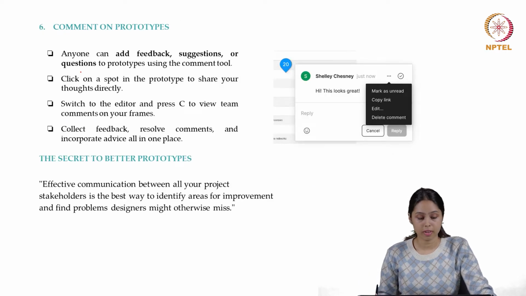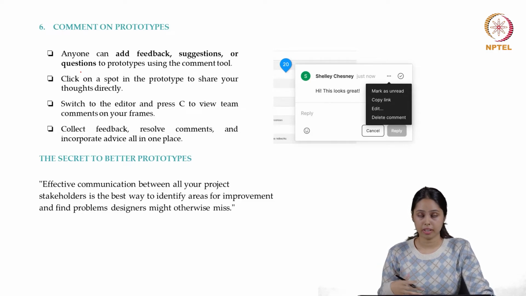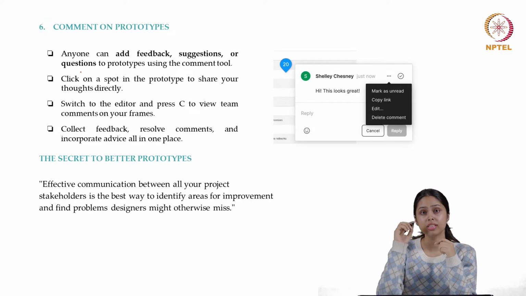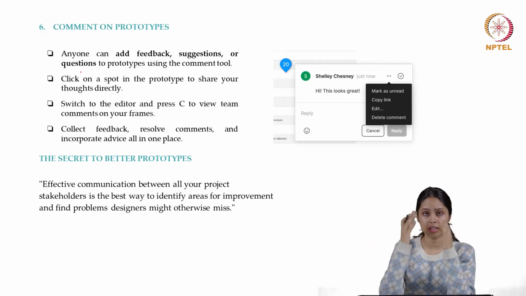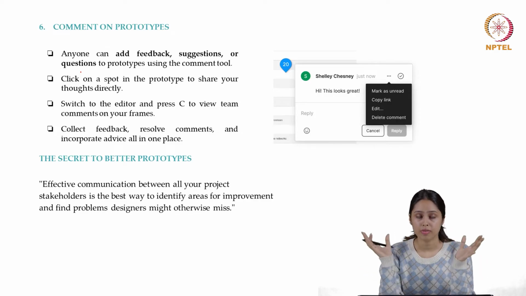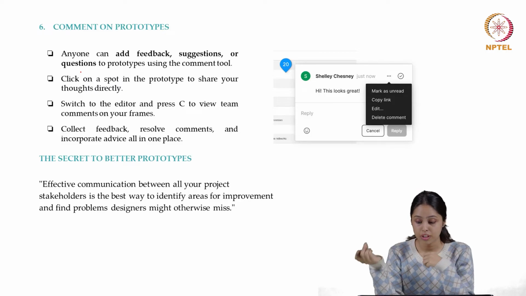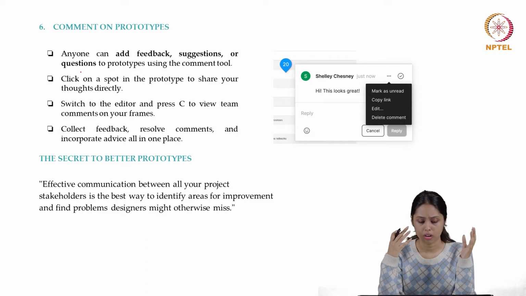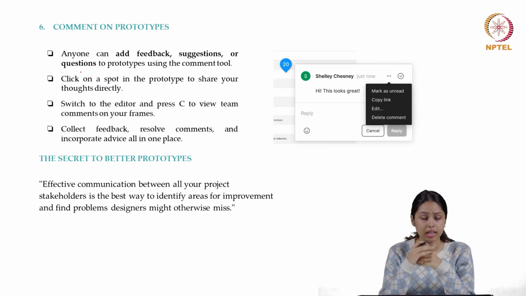And the sixth point that we're talking about is comment on prototypes. Okay. So you have a design, you are making a prototype, and you want to share it with your team members, and they want to comment upon it that this button maybe can be changed to a different color. This can have a different contrast to it. This can have a different font size, anything. So Figma also gives you a feature where other people can add comments to specific things that they might think can be changed or anything that they want to tell their other team members. It helps you collect feedback, resolve comments, and incorporate advice all in one place.